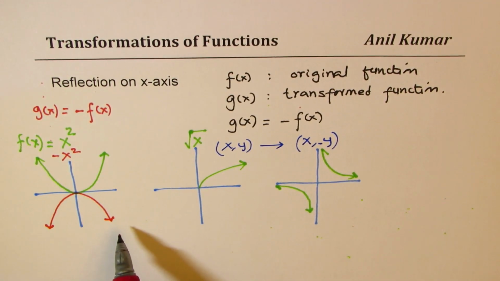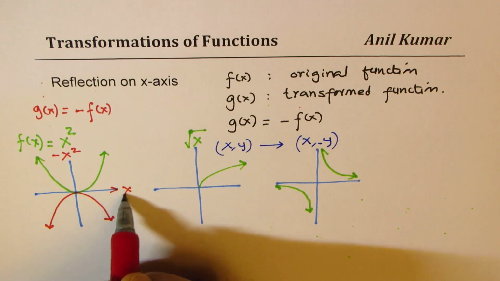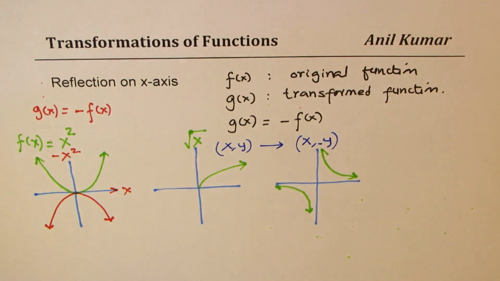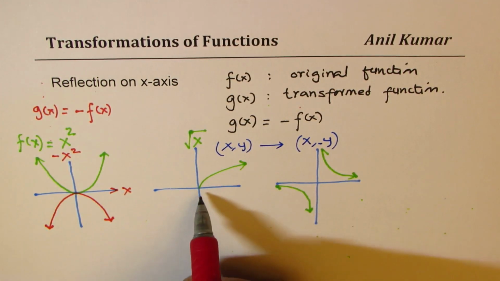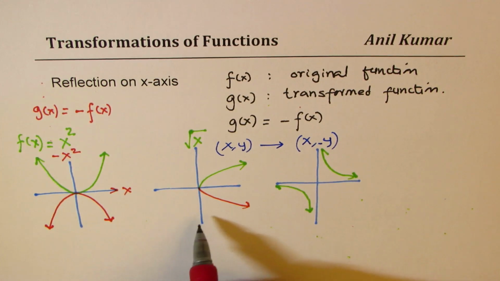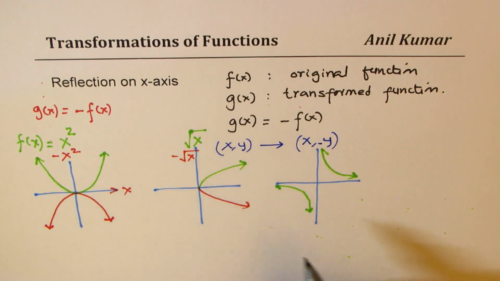So it's a mirror image. So reflection on x-axis. This is your x-axis on which it is going to get reflected. Now you can actually pause the video and show the reflected graphs for the others. Square root function will be kind of like this. So we are sketching minus square root x.